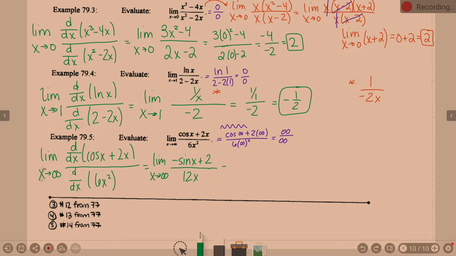Okay. So let's see. Want to start with the denominator? 12 times infinity. Well, 12 times infinity is going to be infinity, yes? Now, we've got the negative sine of infinity plus 2. That's an interesting thought for you, right? That looks weird.